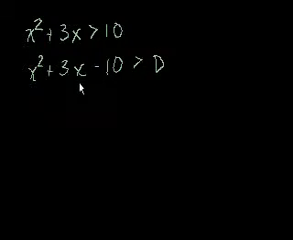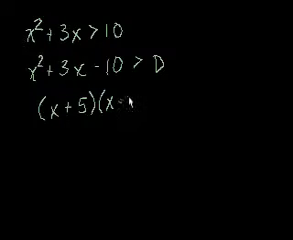Now let's see if we can factor it. Are there two numbers that when you multiply them become negative 10, and when you add them become positive 3? Well, yeah, positive 5 and negative 2. And once again, at this point, I think you already know how to do factoring, so this should be hopefully obvious to you. So it's x plus 5 times x minus 2 is greater than 0.